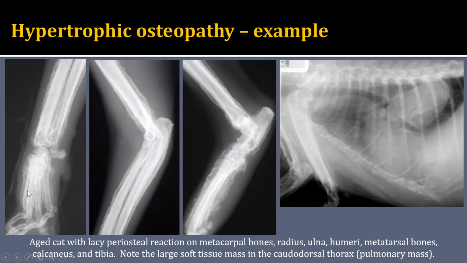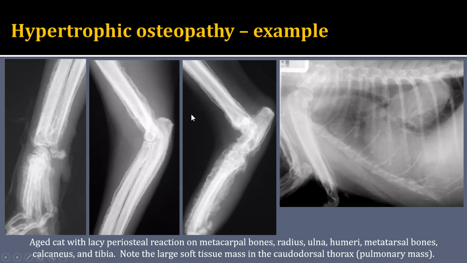Here's a cat. This cat, if you look to the right of the slide, has a large thoracic mass. And on both the front limb and the rear limb here, we can see this kind of lacy, almost palisading periosteal reaction that's affecting metacarpal bones. The radius, the ulna, goes more proximally on the radius and the ulna up into the humerus. We can actually see it on both of the humeri here on the thoracic radiograph, and then it's affecting the metatarsal bones, probably went into some of the tarsal bones and the calcaneus here, and then up the tibia as well. So this is very classic appearance of hypertrophic osteopathy.